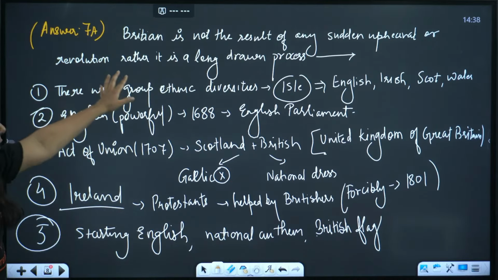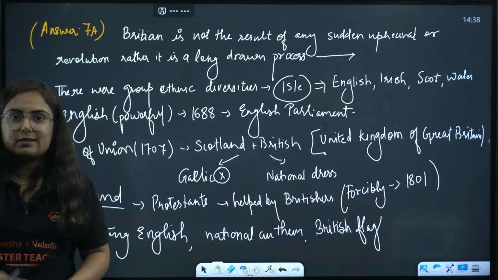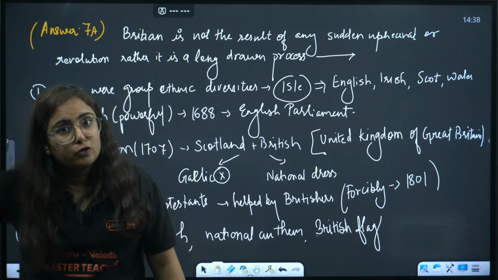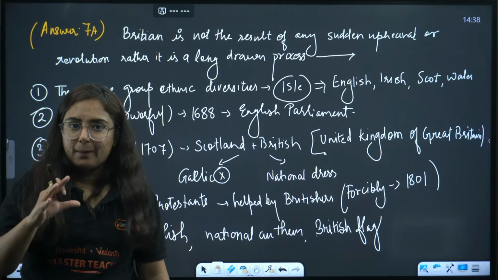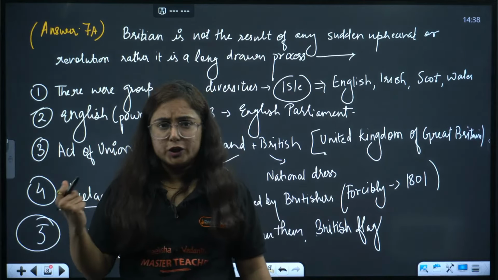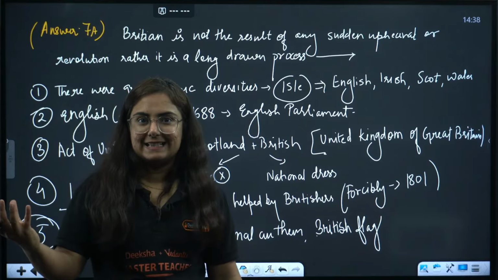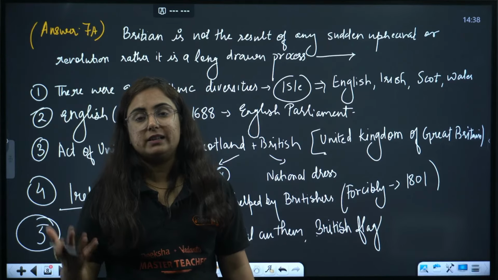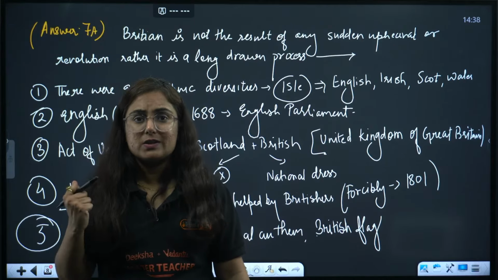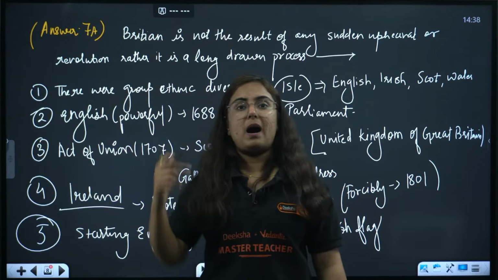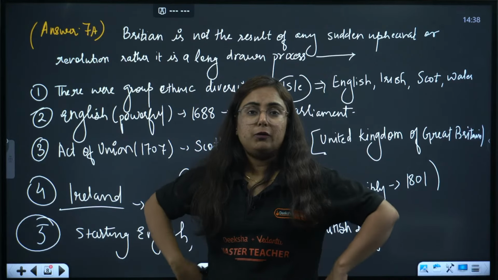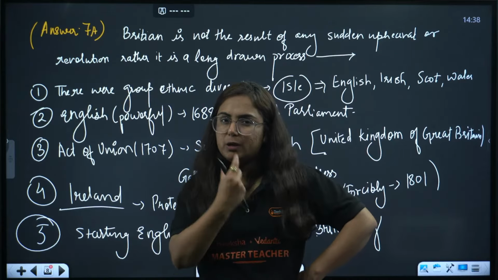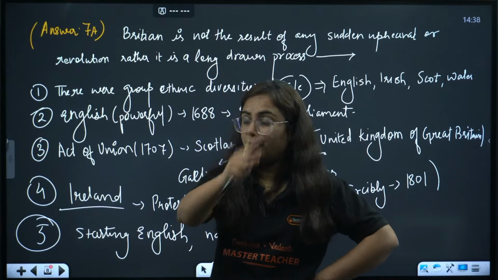So the question was, Britain is not the result of a sudden upheaval or the revolution that was done in France. Rather, it is a long drawn process. It took years. There was a territory in Europe which consisted of so many islands. All these islands differed from each other in terms of their ethnicity. The language was different, the culture was different. Among those islands, who became powerful? British. He wanted to rule the world, right? What he did, he started incorporating the nearby territories one by one. His eyes fell first on Scotland.